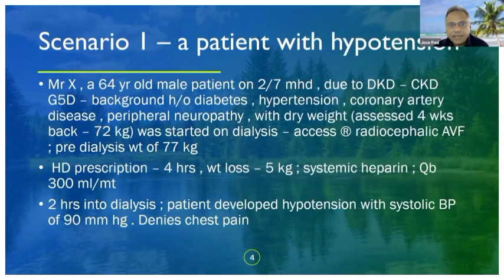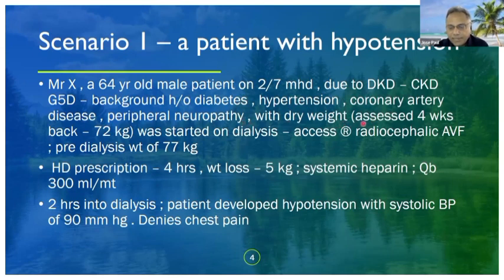This first scenario is a patient with hypotension. We have a patient who is on dialysis, Mr. X. He is a 64-year-old male who is on twice weekly maintenance hemodialysis. The basic problem is diabetic kidney disease, which led to chronic kidney disease. There's a background history of diabetes, hypertension, coronary artery disease, and peripheral neuropathy.